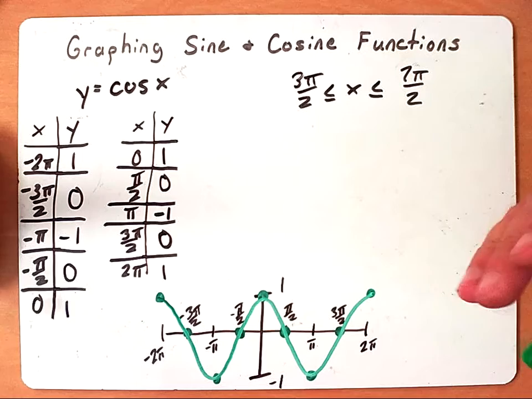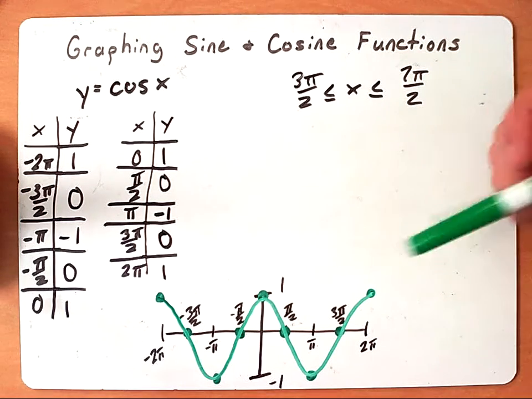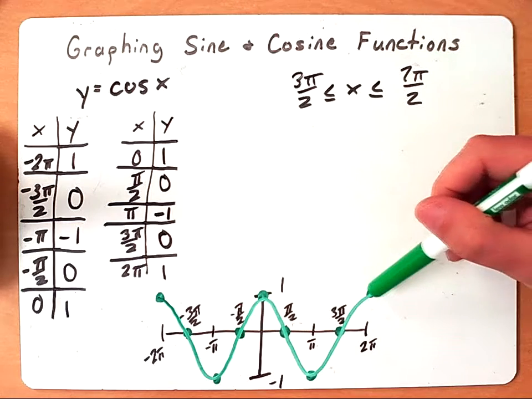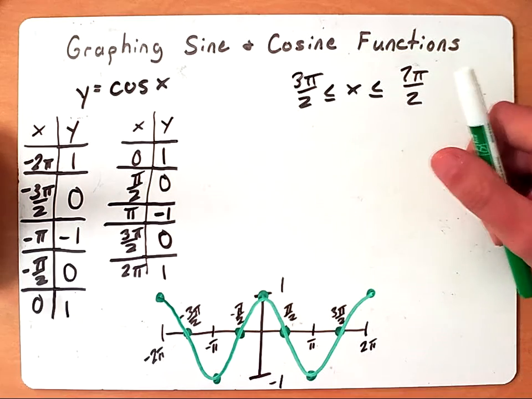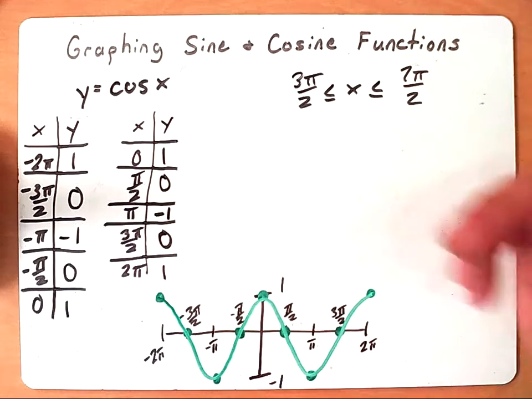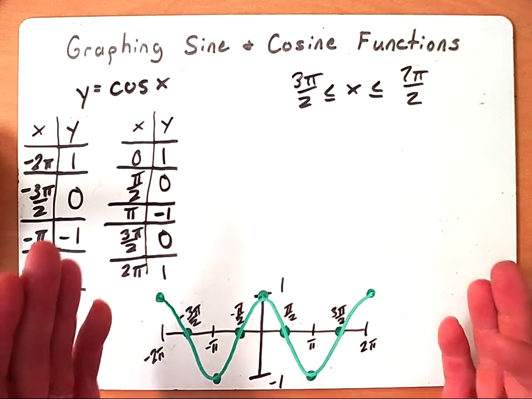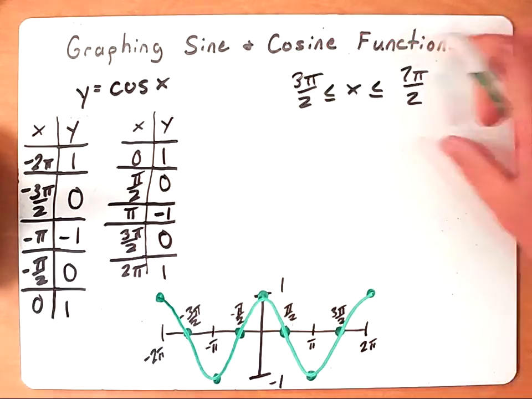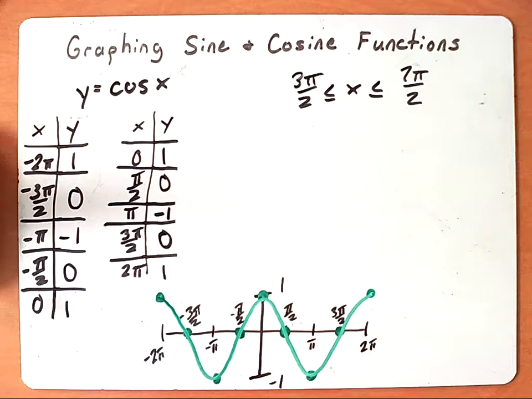So again, we have a good bit of information here just looking at 2 periods. Much like the sine function, it has a period of 2 pi, so it's going to start over every 2 pi and repeat forever in either direction. So looking at from negative 2 pi to positive 2 pi, we can get a good bit of information to then graph between 3 pi over 2 and 7 pi over 2.